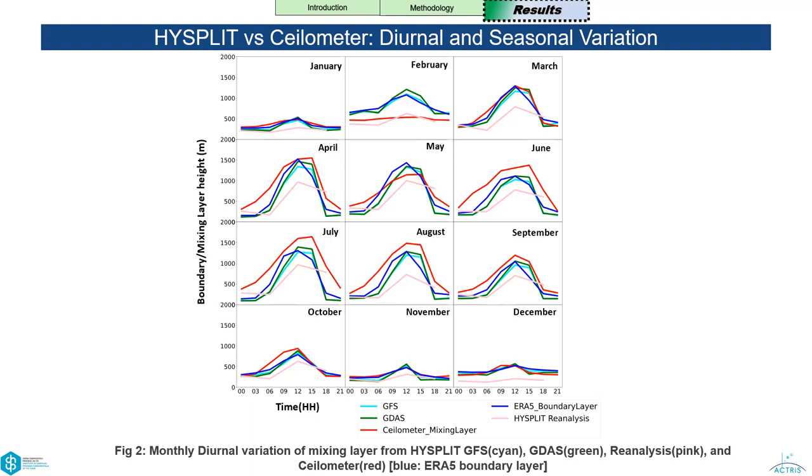And some strange behaviors were also observed, like in February, the models overestimated the mixing layer height. And during the summer months, you will see they underestimated the mixing layer height. But during the winter months, like November, December, and January, they seem to agree very well with each other.